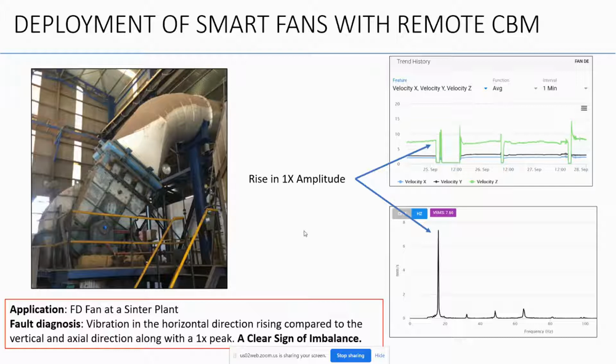So the customer has a more reliable solution, and they don't have to worry about any potential breakdown that happens. And this is an example of a smart fan deployed at a sinter plant, where the fan OEM is able to identify that after installation there is an unbalance in the fan, and can fix that upfront before doing the final commissioning. So that when the commissioning is done, all of these aspects of installation are taken care of, so that there is no impact during the warranty period, which is good for both the OEM as well as the end user.